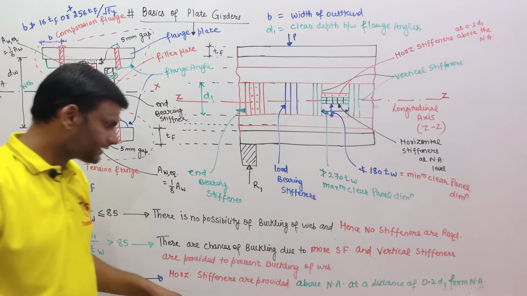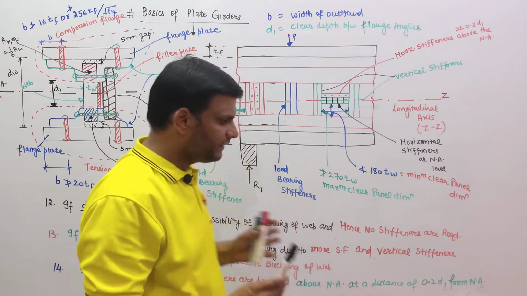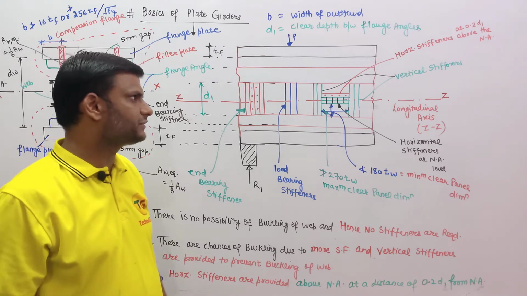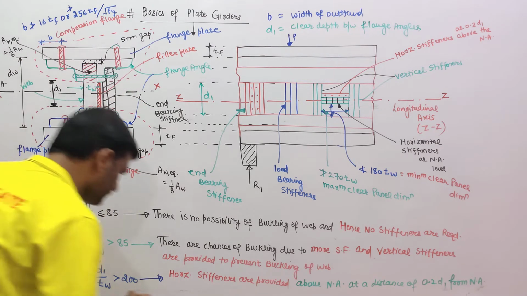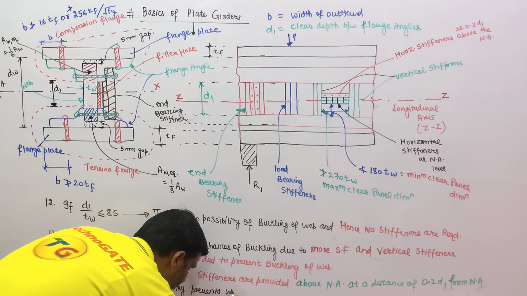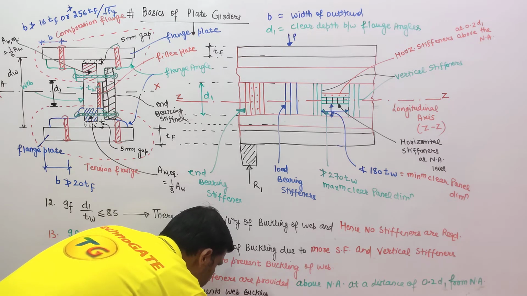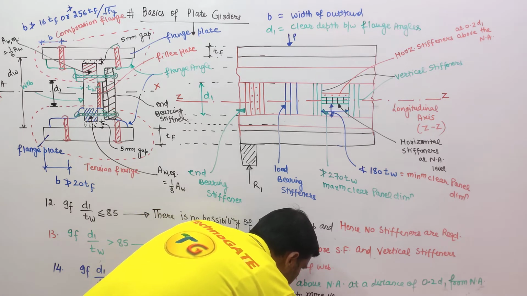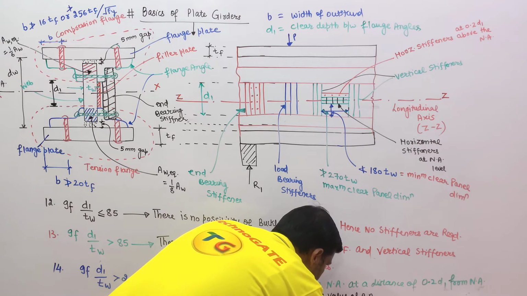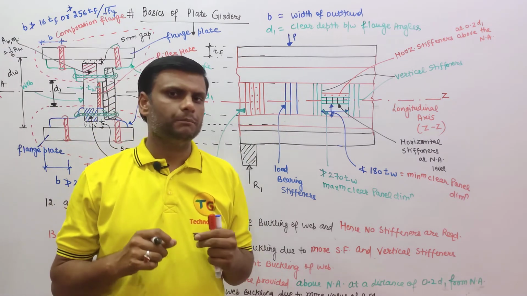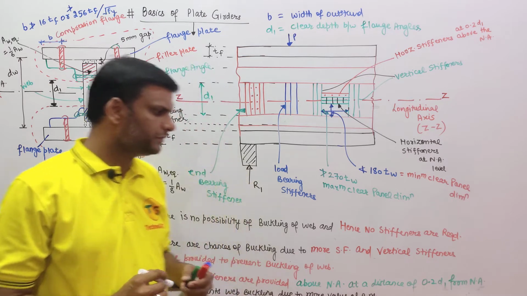What is the function of these horizontal stiffeners? They prevent the web buckling due to more amount of the bending stresses, bending moment and bending stresses. So they prevent web buckling due to more value of bending moment. These horizontal stiffeners prevent the buckling of web due to more amount of bending moment.